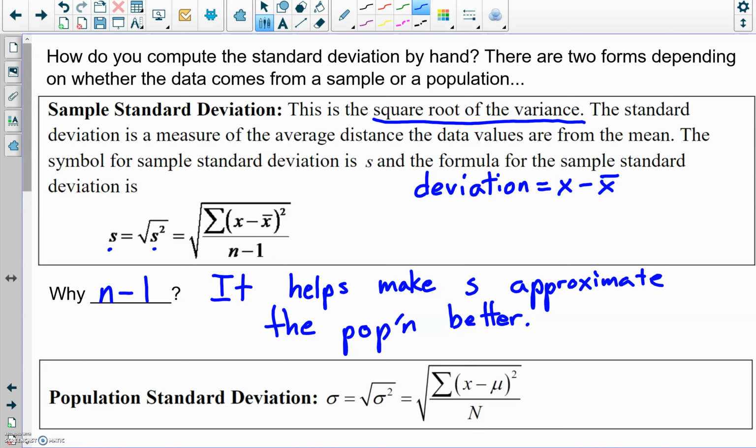So I'm going to go ahead and stop this video, and then we'll pick up with part 2, looking at the population standard deviation.